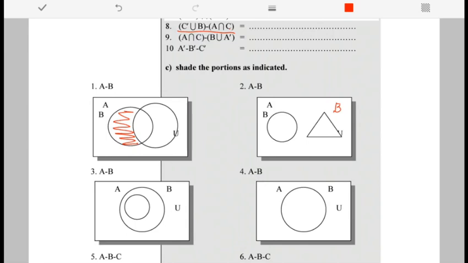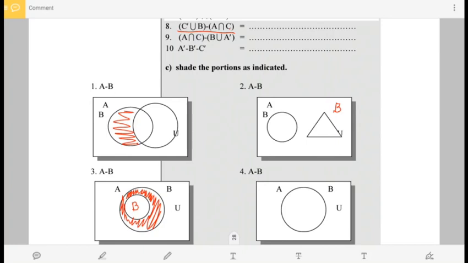Here is A minus B, so you subtract B. Your B is in the middle, the small one. So A minus B will be this part. Okay, you'll be okay with that one.